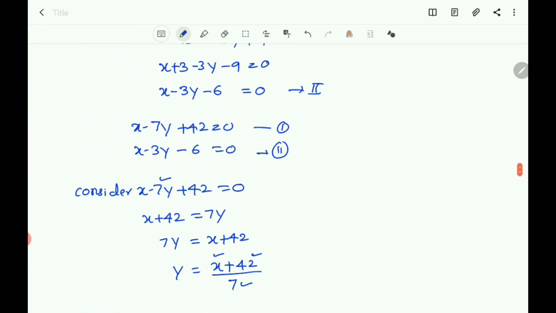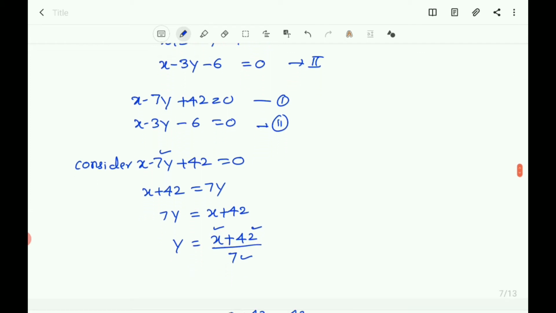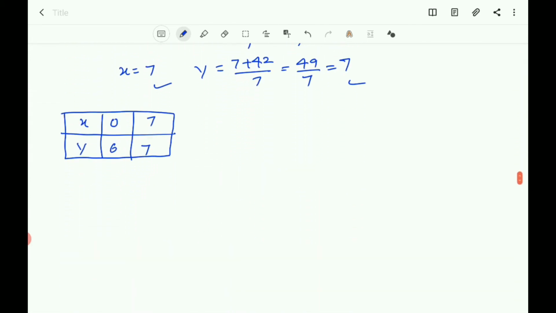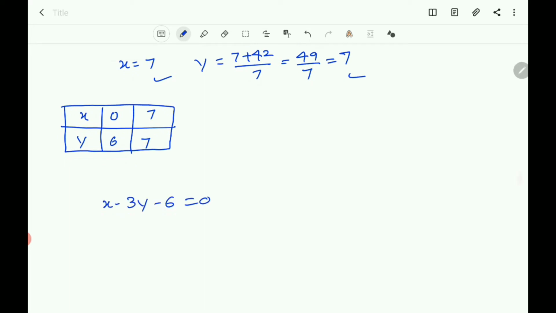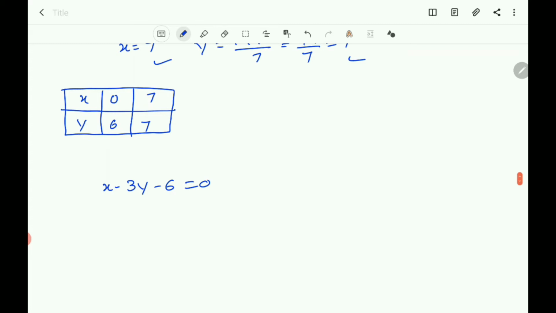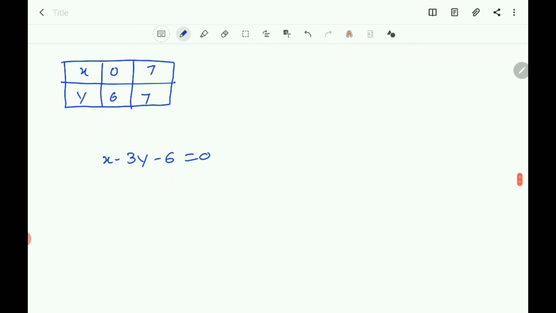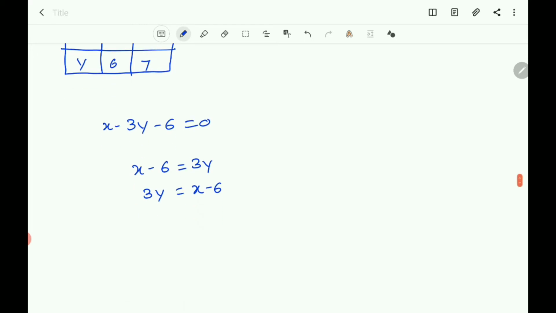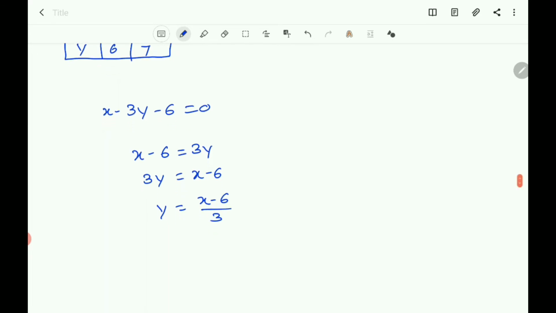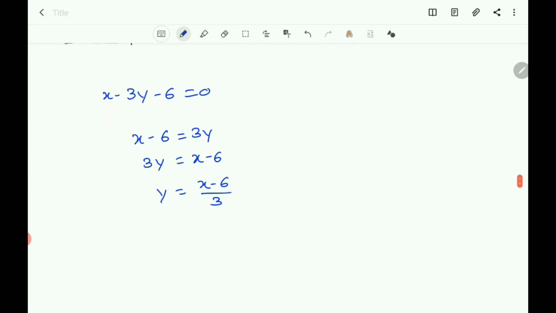Next you take the second linear equation, that is x minus 3y minus 6 equals 0. Again you convert this equation to the form of y equals. Here also you know that it is negative, so you take that to the RHS, that becomes x minus 6 is equal to 3y. So 3y is equal to x minus 6. Then y is equal to (x minus 6) by 3.